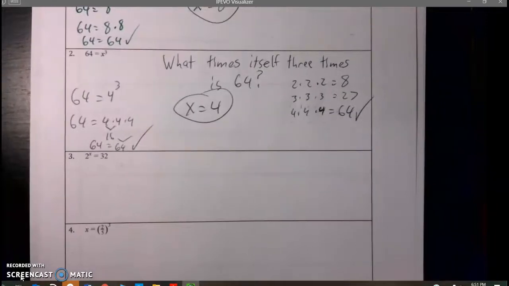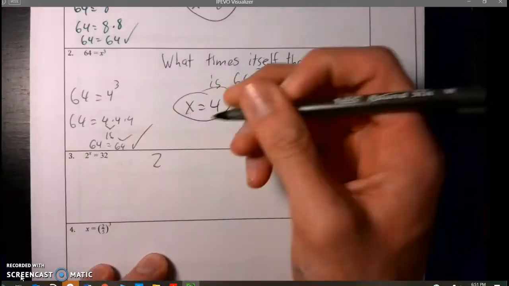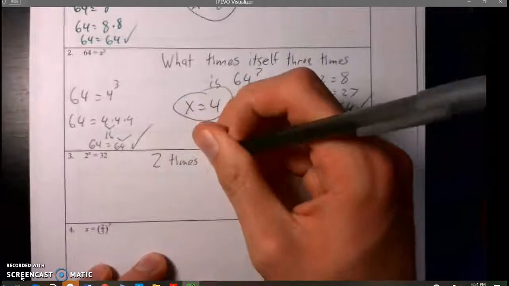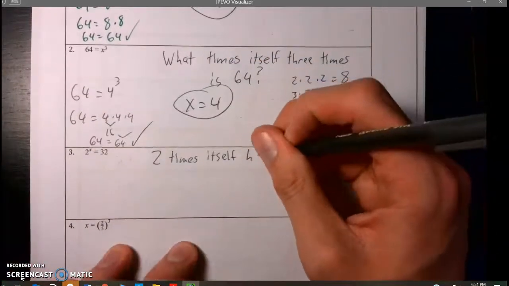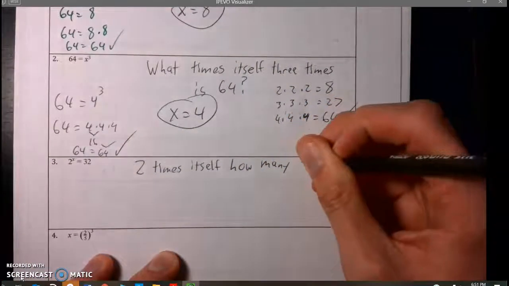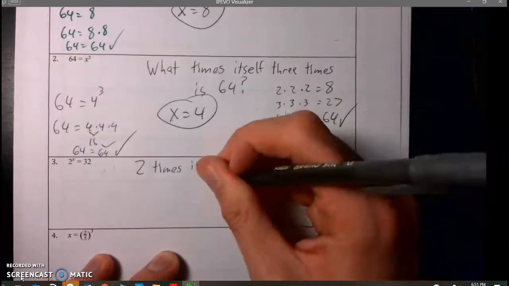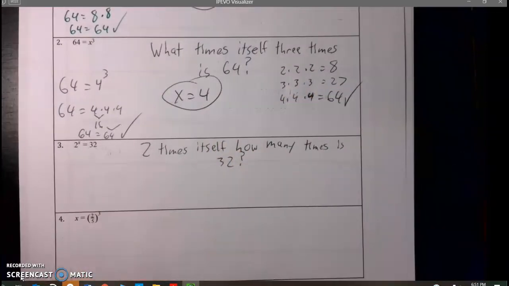Now, the next one, a little bit different, right? So now our missing value, our variable, it is the exponent. So try and think what that would be as a sentence. If you want to take a second, you can pause and try and write your sentence yourself. Okay? So this sentence would be 2 times itself. We don't know how many times. So 2 times itself, how many times is 32?